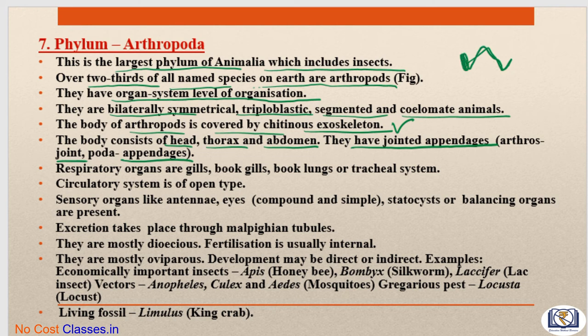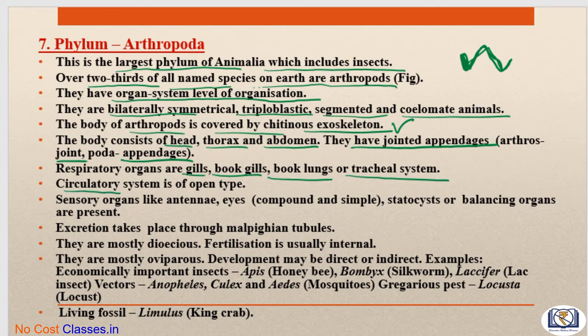Okay, body se aise attached hoti hai. So this is the characteristic feature of this phylum only. Now, respiratory organs like gills, book lungs, and tracheal system. The respiratory organs mein gills hain, book gills, book lungs, or the tracheal system.